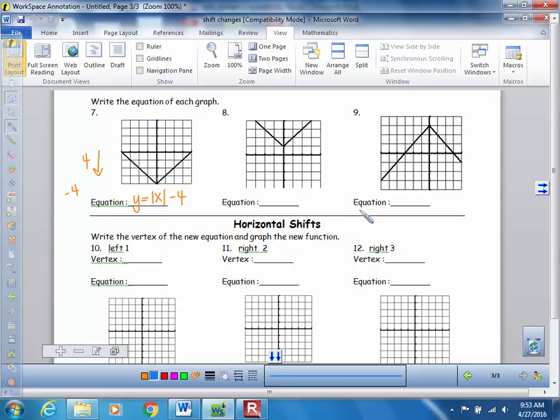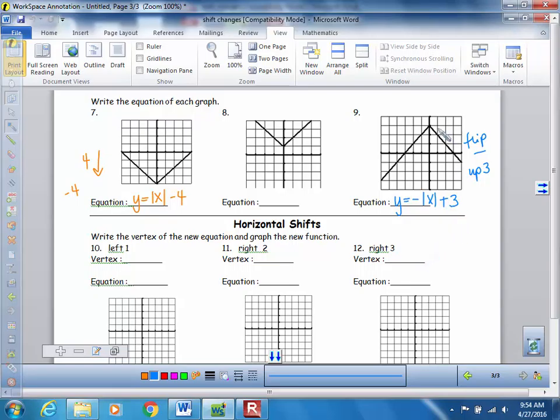Okay. Let's look at 9. What's different about 9? What happened to the graph there? It's upside down. It flipped. So that means if it flipped, it's going to be negative. And where from the origin did the vertex move? It went up 3, right? So up 3 is positive. So when we write our equation, that's going to give us y equals, since it's flipped, we have to have a negative absolute value of x. It went up 3, so that's a positive 3.